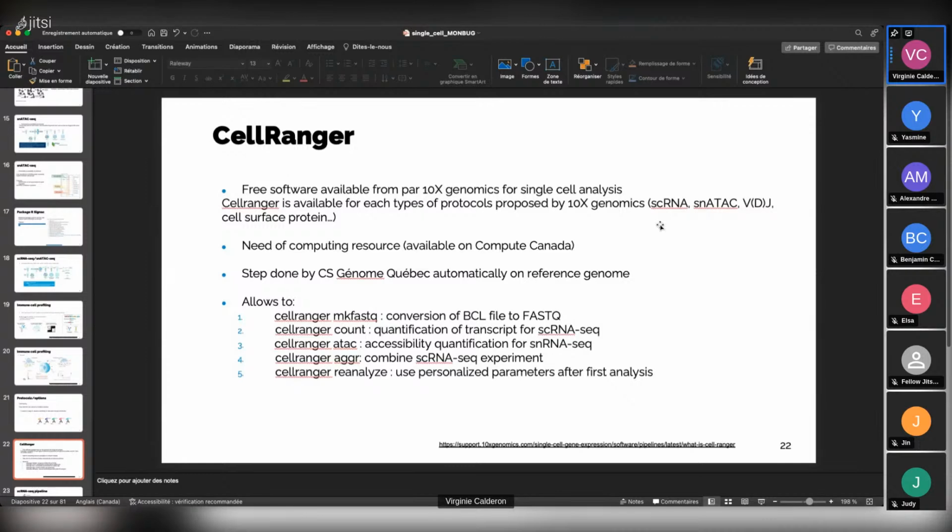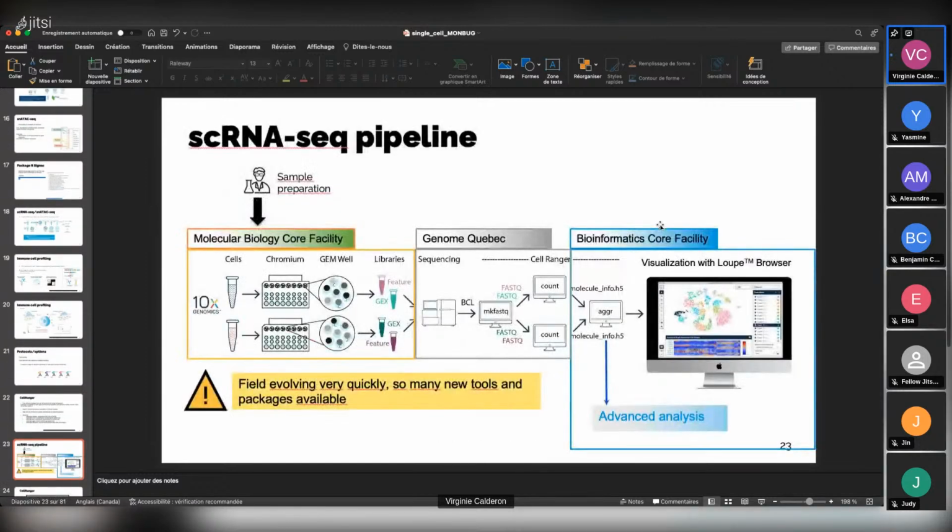It can perform the quantification of accessibility for single nucleotide. It can also combine single-cell experiments, like RNA-seq, but it can combine whatever experiments you want from the same protocols. And there is also an option to reanalyze if you want to use personalized parameters after the first analysis. So it's a free software. It has a lot of options, but it's not perfect. I will go into detail after.